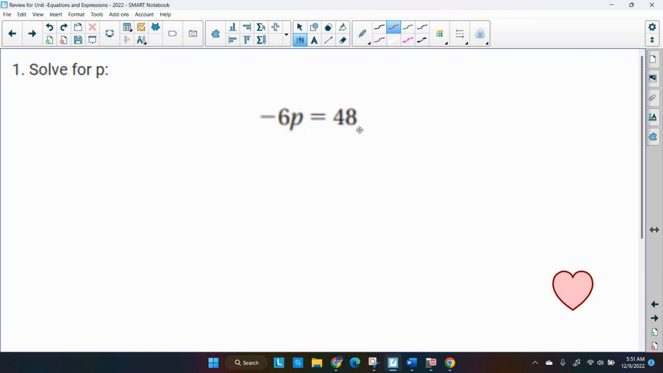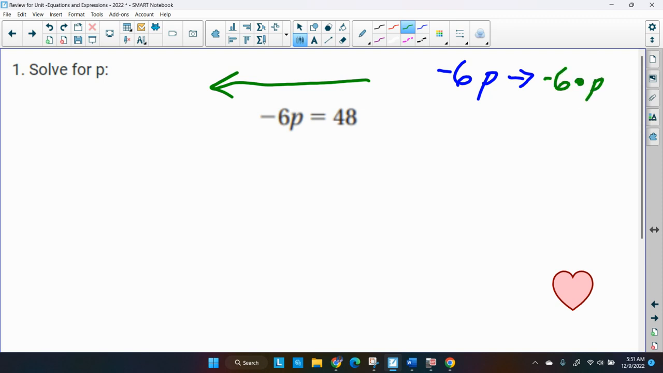Negative 6P equals 48. So I remember the father of algebra said, when you're given an equation, that's a problem with an equal sign, you must work backwards in order to solve it, doing the opposite or inverse. When you see the number negative 6 or a number next to a letter like negative 6P, that means you are multiplying the number times the letter.